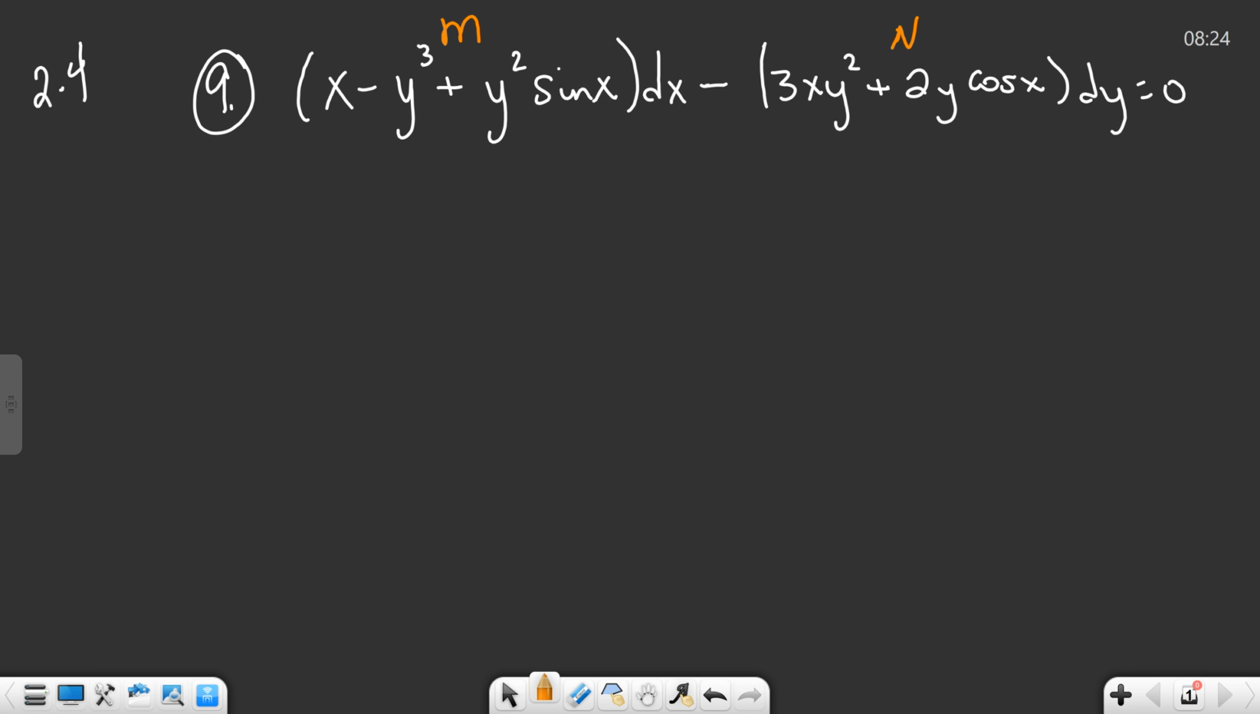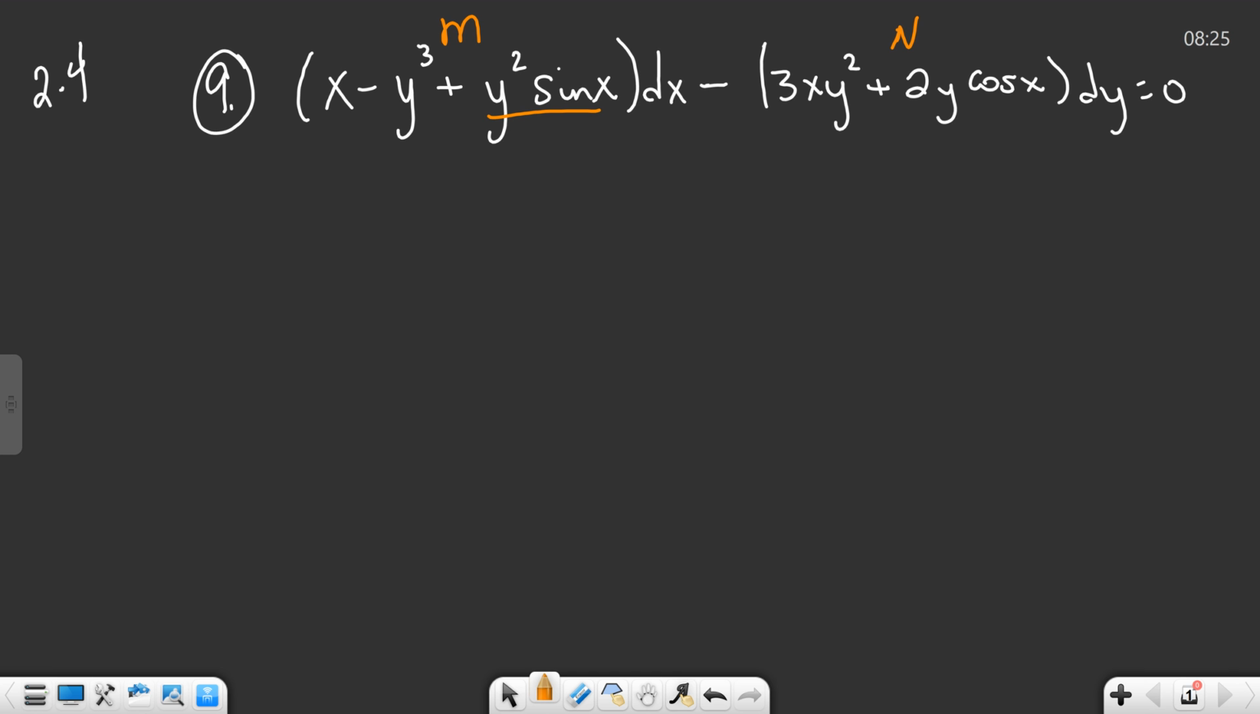Okay, so when we look at this problem, we notice that we've got functions that have x's and y's together, right? So that's one of our clues that this is not going to be a linear function, and so we've got to use the exact equation method.